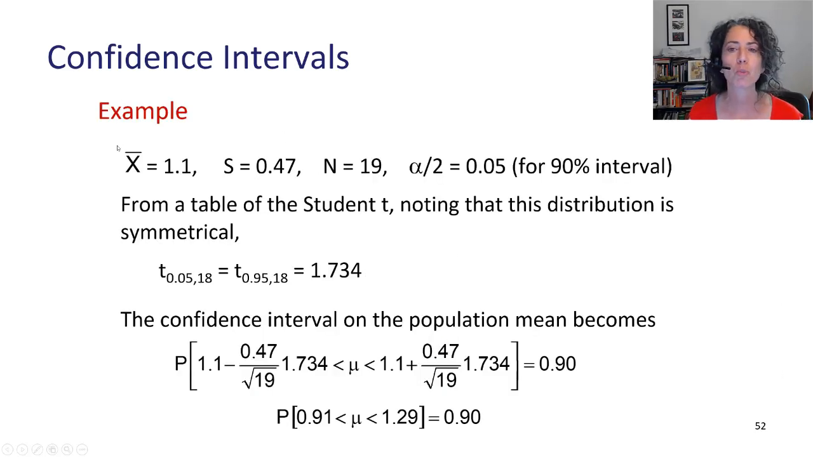Right, in this case, we have a sample mean of 1.1, a sample standard deviation of 0.47, sample size is 19, we want a 90% interval, right? So if sample size is 19, n minus 1 for our t-distribution is equal to 18, so the t-values are plus and minus 1.734. Right, putting those into our expression gives us a confidence interval of 0.91 to 1.29, right, as a 90% confidence interval around the sample mean.